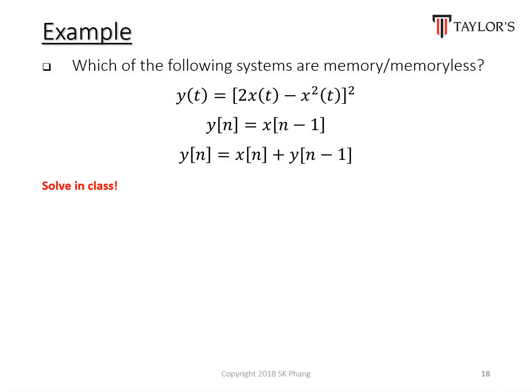Now if we look at the examples, which of the following systems are memory systems, and which of them are memoryless systems? Any system that depends only on the current time is called a memoryless system. So this one is a memoryless system. The second system depends on the past time, and the third system depends on the current and past time. So these two are memory systems.